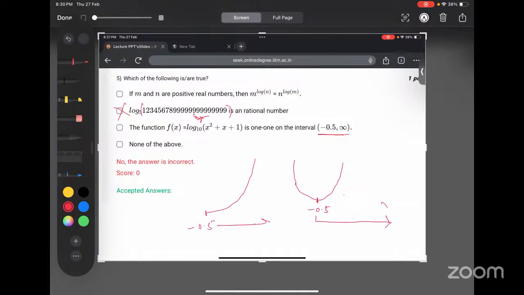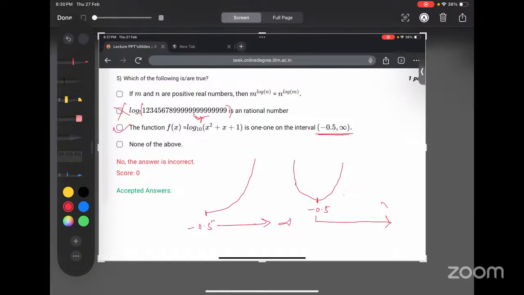In this interval, our parabola is one-one, right? And in this interval, the logarithmic function is also one-one. And we are taking the composition of two one-one functions in this interval, so that will also be one-one, right? That means this option is a correct one.